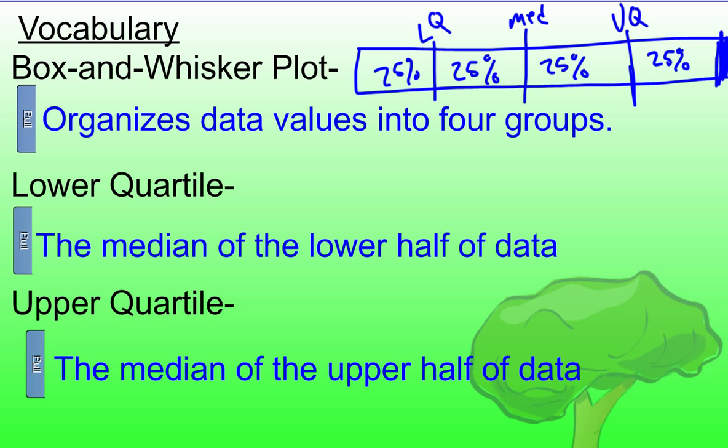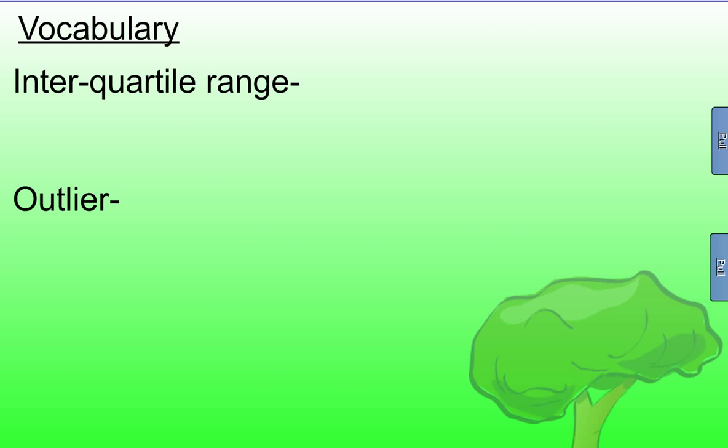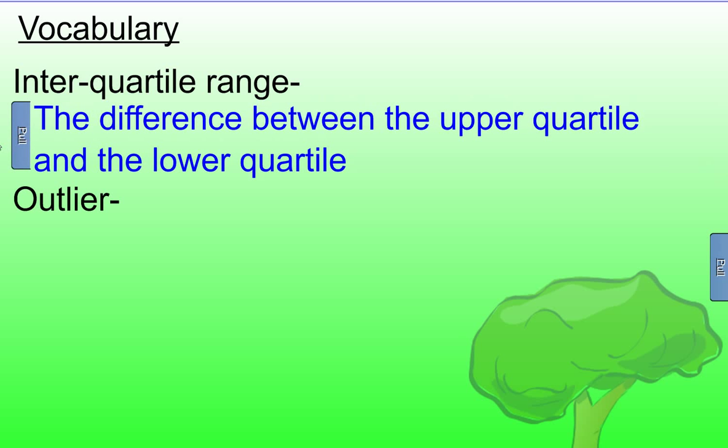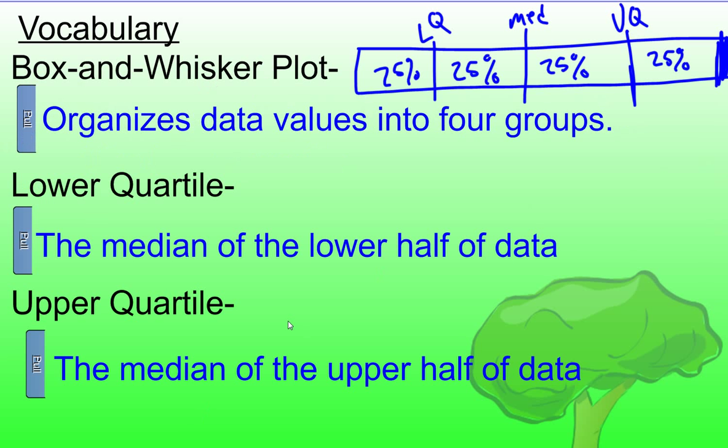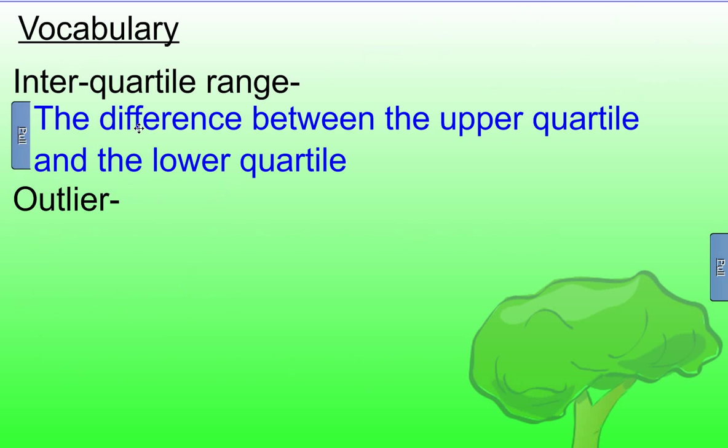The other 2 vocab words here, one of them is the interquartile range. What the interquartile range is, well, first off, do you remember a range is you take the big number minus the small number? Well, it's that, but for the quartiles. So in this case, you would take the upper quartile minus the lower quartile. So that number minus that number will give you the interquartile range, the difference of the upper quartile and lower quartile.